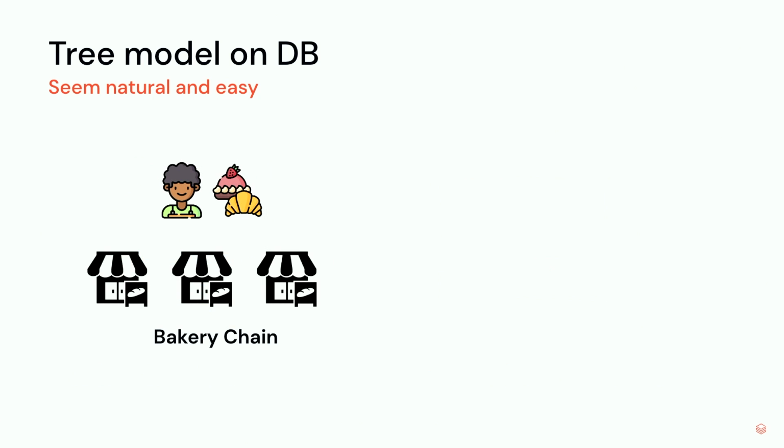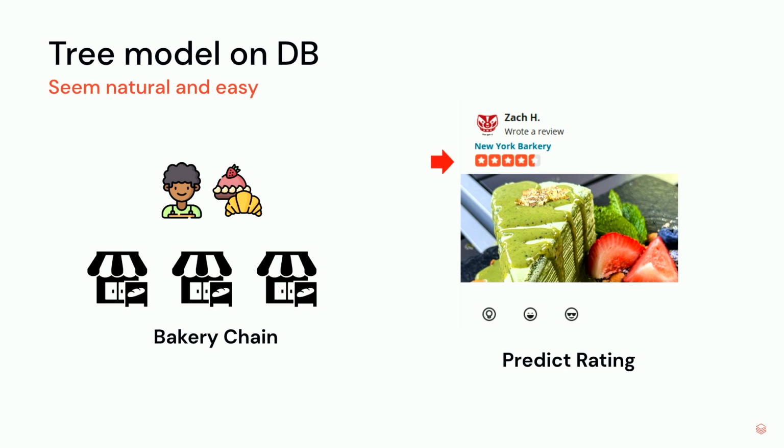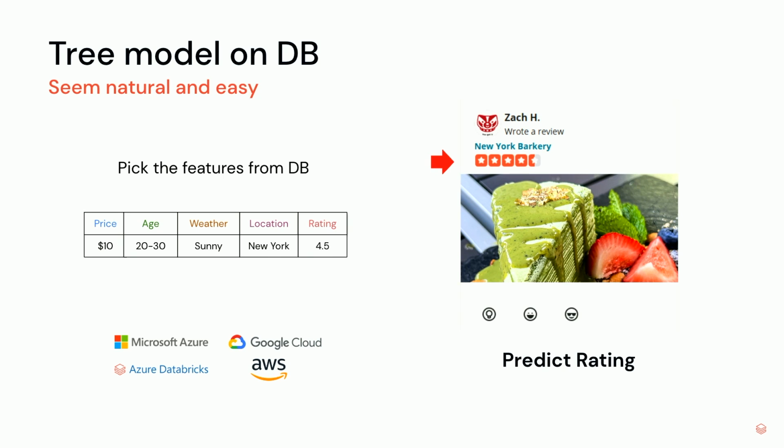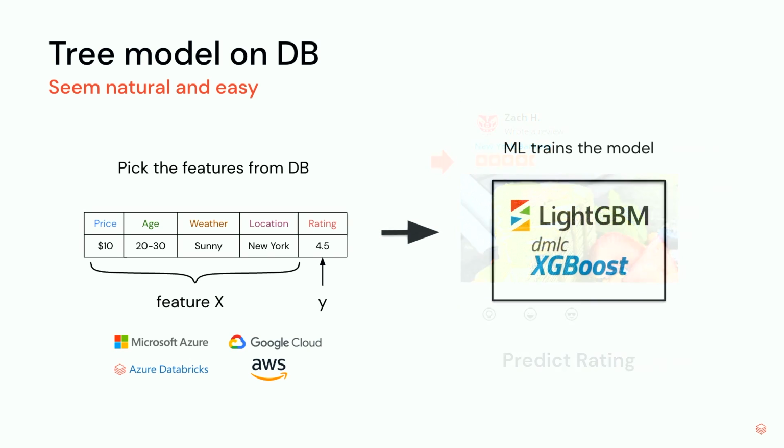To illustrate the difficulty, let me start with a simple example. Imagine you are an owner of a bakery chain, and you want to collect ratings from Google Review or Yelp, and you want to use this precious rating dataset to predict your future ratings for your businesses. So ideally, to do this machine learning task, you want to go to your databases, pick the rating as the target variable Y, and pick features like cake prices, customer ages, locations, and the weather as the features X. Then you feed the results to machine learning libraries like LightGBM and XGBoost, and hope that they can magically give you a good model.